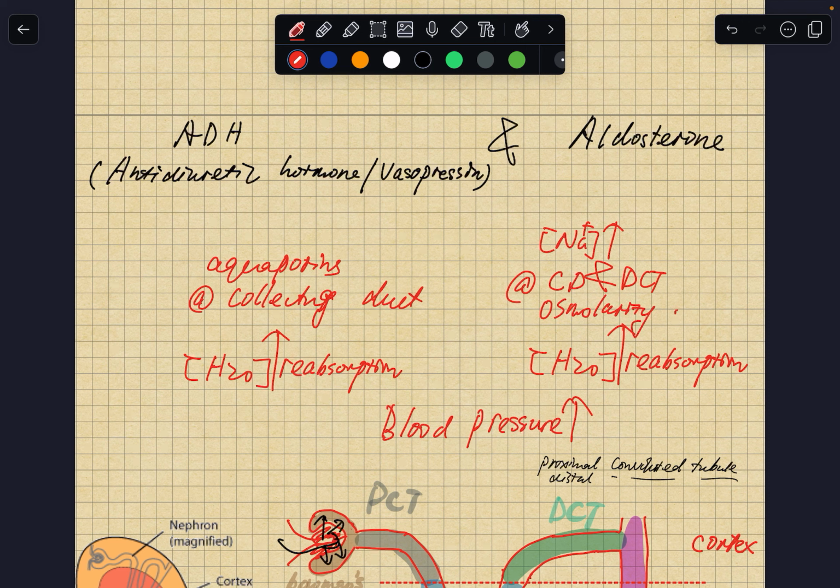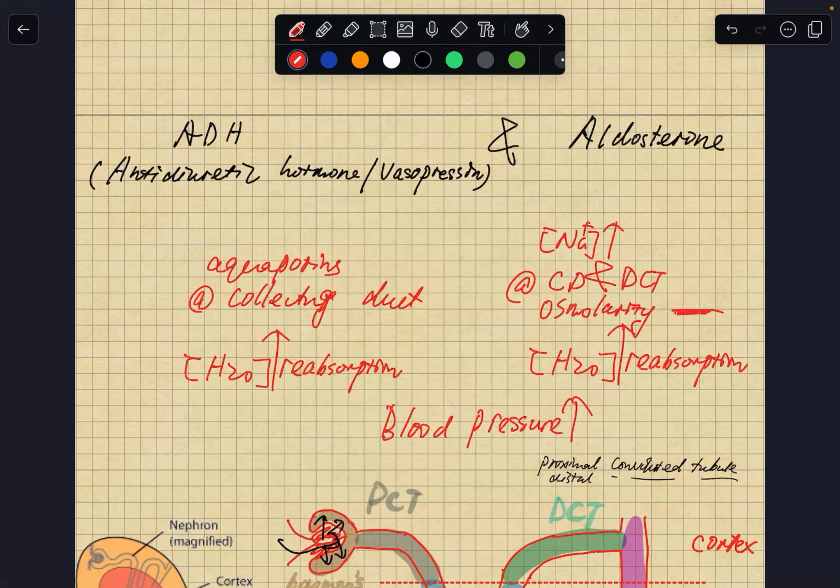Osmolarity is basically constant because I have more sodium, more solute in my bloodstream, but I also reabsorbed a lot of water because water follows sodium. So my osmolarity is constant, okay? Due to the simultaneous increase of both the solute and the volume of my bloodstream. So my blood osmolarity is constant, okay?